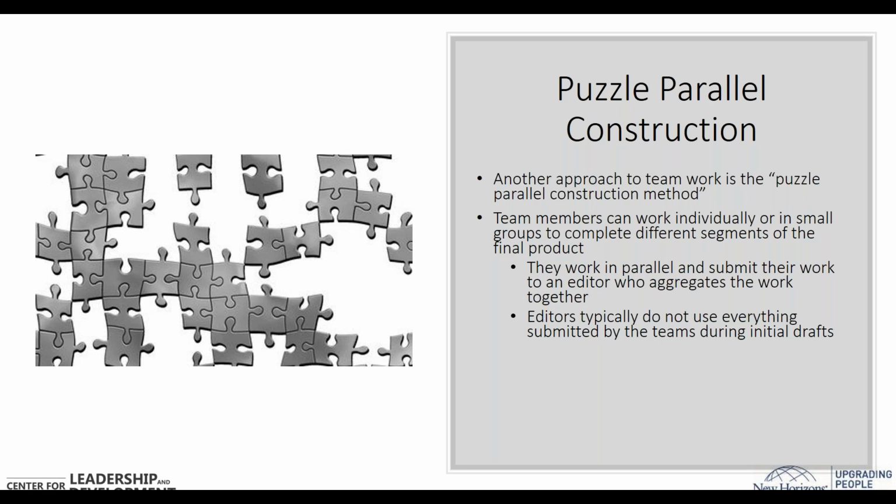Puzzle parallel construction. It's another form of bringing project parts together. And so with this method, sometimes referred to as the Frankenstein method, team members can work individually or again in small groups to complete different segments. However, in this method, the original author does not necessarily need to complete the whole assignment. Sometimes they just need to send in a partially completed piece and let the editor finish the rest. Maybe you just need a subject matter expert on one particular component, and then they contribute that section, and then they send it on to the editor, and the editor really fills it out.